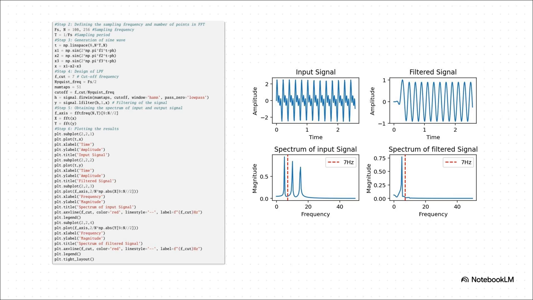When you plot this out, the initial input is a chaotic, jagged waveform. But after running it through the filter, the resulting signal is a beautifully smooth, isolated 5 Hz sine wave. And to prove it mathematically, if you check the frequency spectrum, the input has 3 distinct spikes at 5, 10, and 15. But after passing through our 7 Hz cutoff, those 10 and 15 Hz spikes are entirely wiped out. We successfully isolated our target.